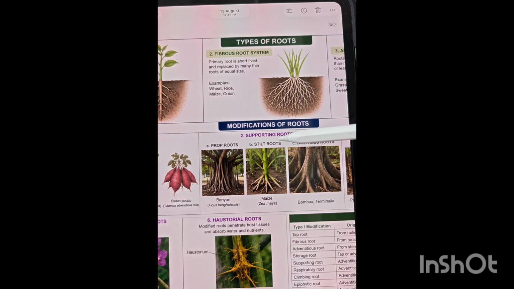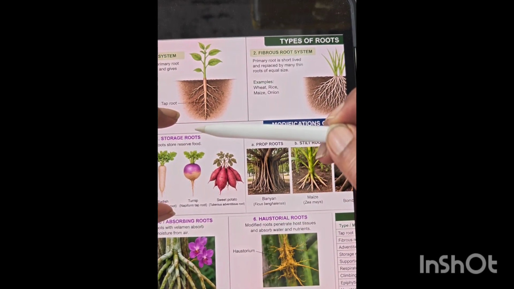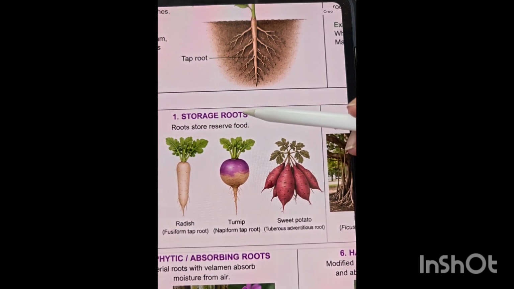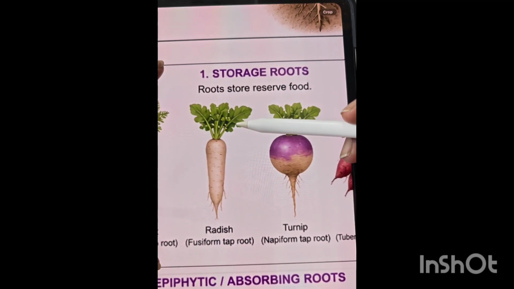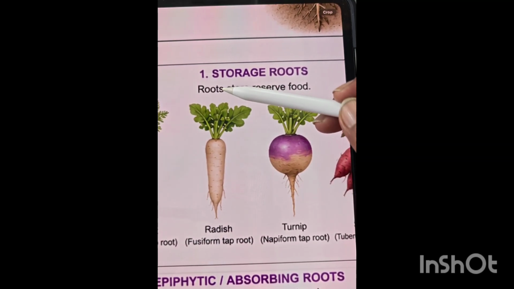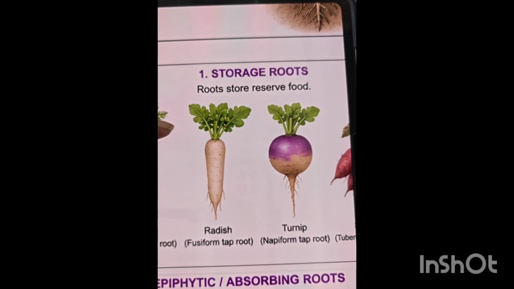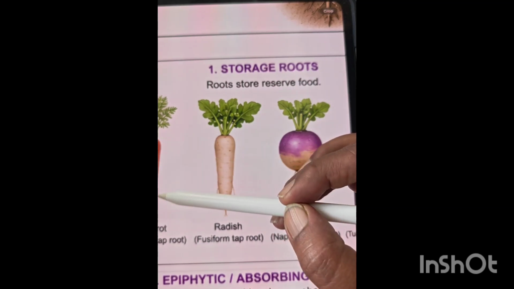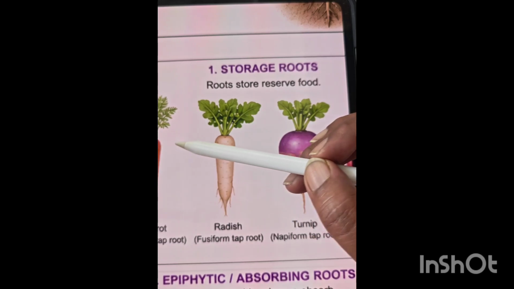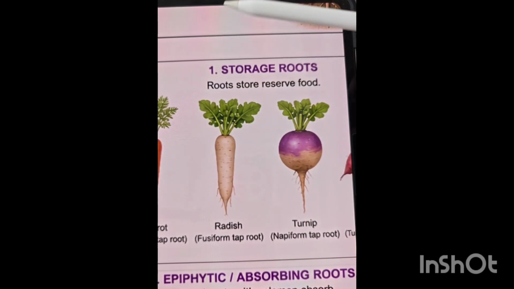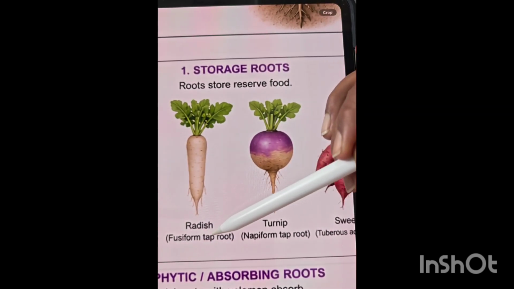Now we will see the modifications of root. The first modification is based on storage. If the roots are modified for storing reserve food material, carbohydrate or any nutrient, they are called storage roots. The first type is the conical root, where the root has a cone-like structure, and the best example is carrot. You can imagine an ice cream cone; the root is modified like that for storage. Next is fusiform.